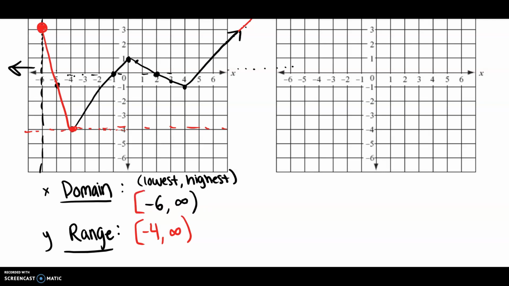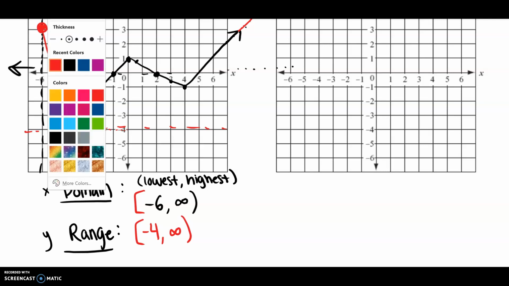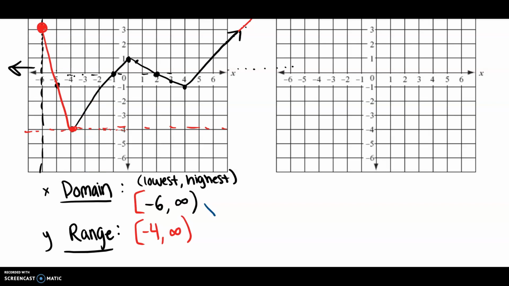Just for fun, I want to practice converting these to set notation. So I'm going to pause the video, and I want you to try converting each of these to set notation, and then I'll come back with the answer.